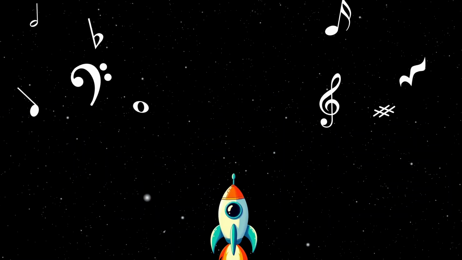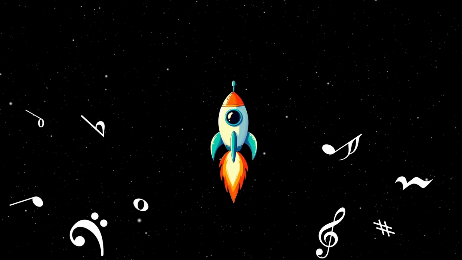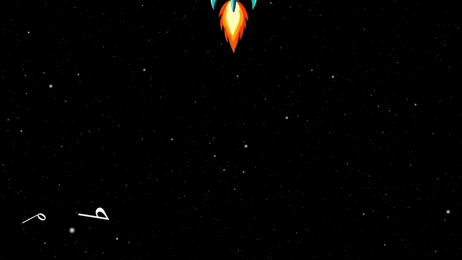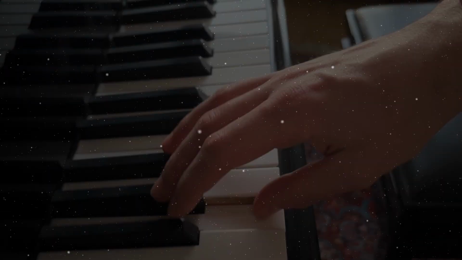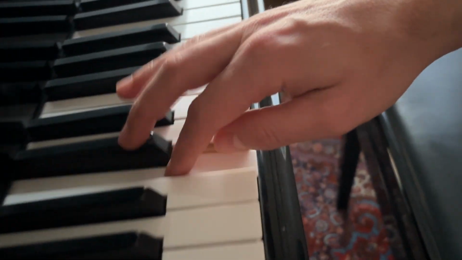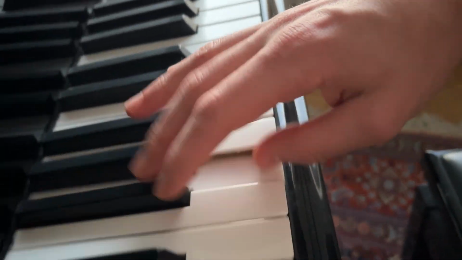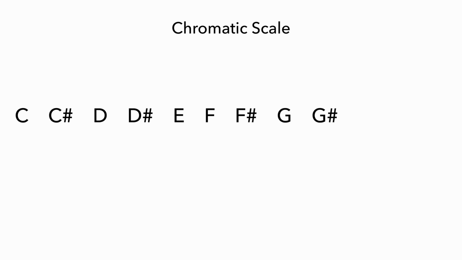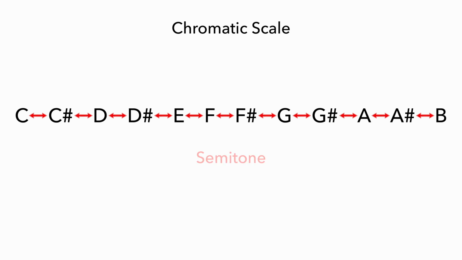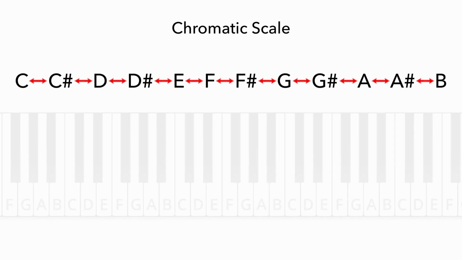So once again, let's go on a journey through the world of musical scales and the theory behind them. When I play a scale on my piano, using every single black and white key, I'm playing a chromatic scale. That's a scale containing all 12 notes of our 12-tone system, so between two consecutive notes, we always have the same interval, a semitone.